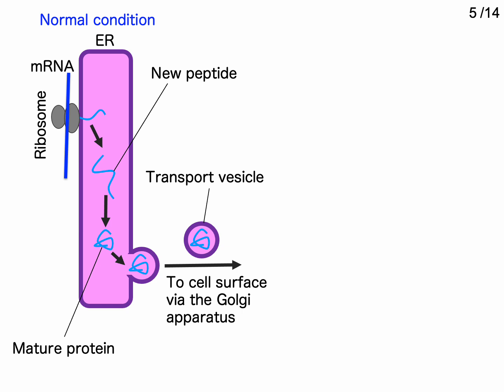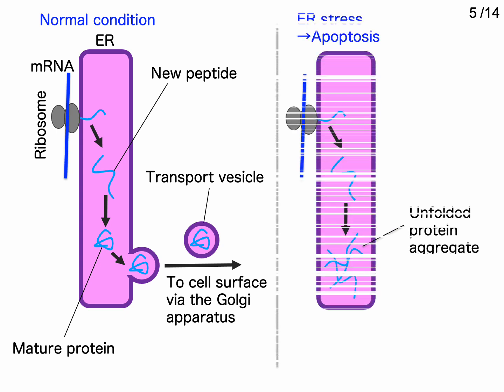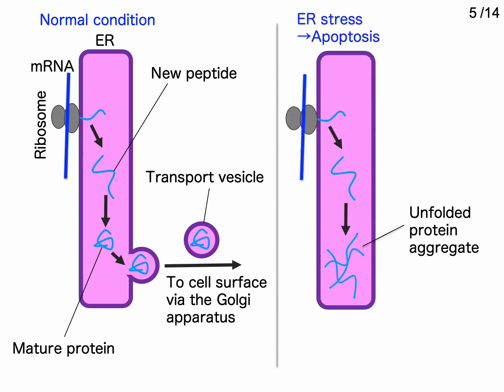Under normal conditions, peptides produced on the ER membrane are folded inside the ER to become mature proteins. They are then packed into transport vesicles, pass through the Golgi apparatus, and are finally delivered to the cell surface or other organelles. However, as shown in the picture on the right, when the cell's environment worsens, protein folding in the ER doesn't progress efficiently, and abnormal proteins accumulate inside the ER as unfolded proteins. This state is called ER stress, and in some cases, leads to cell death.